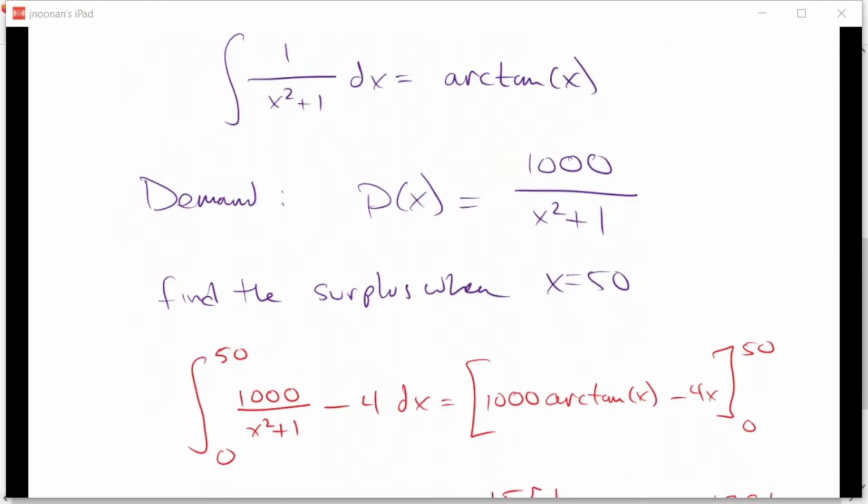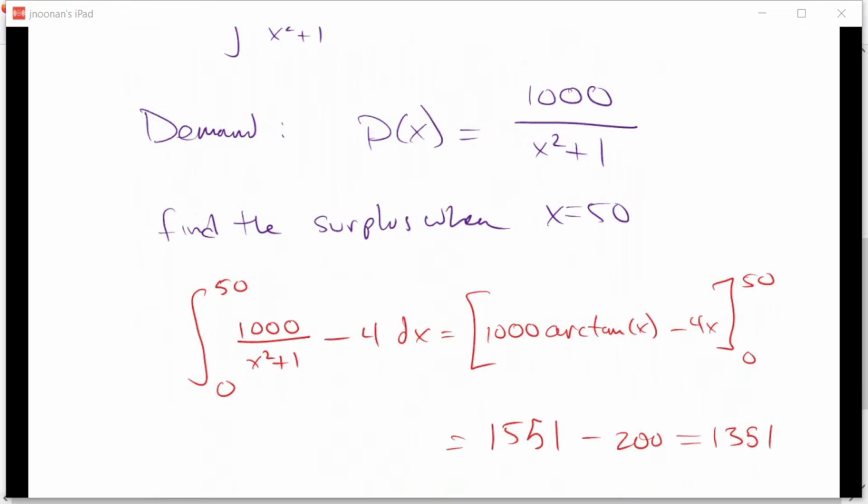This is the way, see, I put P equals 4. Remember, it's the demand function itself, minus the price, integrated from 0 to 50. And so this is what I got when I did that. I got 1351. I know you had 1350.97 or whatever it was. I just was lazy and I rounded.